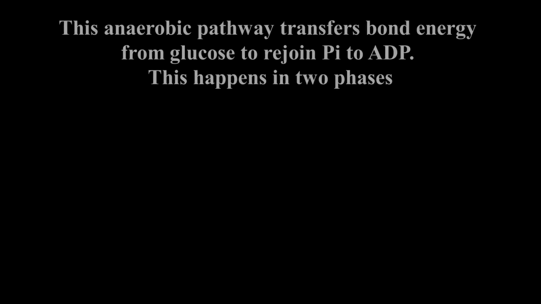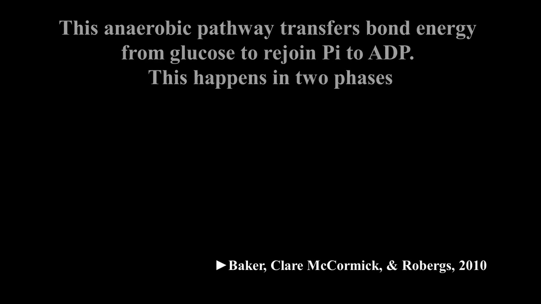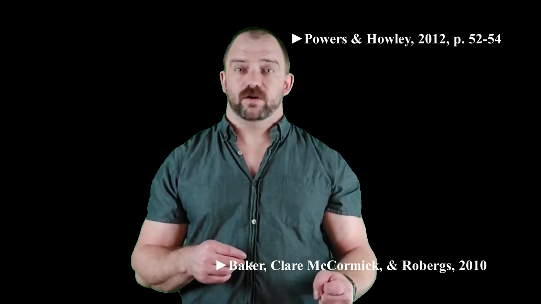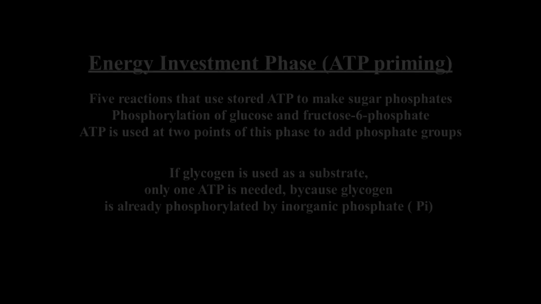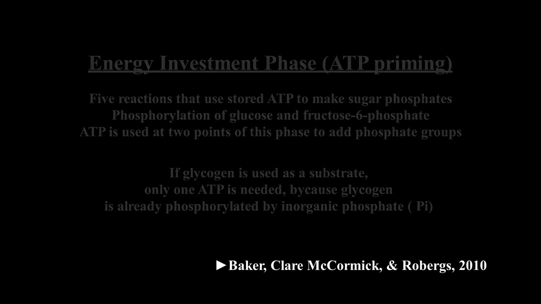The manner by which glycolysis transfers bond energy from glucose to rejoin inorganic phosphate groups to adenosine diphosphate happens in 2 phases: an energy investment phase that costs ATP to start, and an energy generation phase where ATP comes out at the end. Both phases have 5 reactions. The energy investment phase, also known as ATP priming, uses ATP at 2 points to add phosphate groups. If glycogen is used as a substrate, only 1 ATP is needed because glycogen is already phosphorylated by inorganic phosphate.